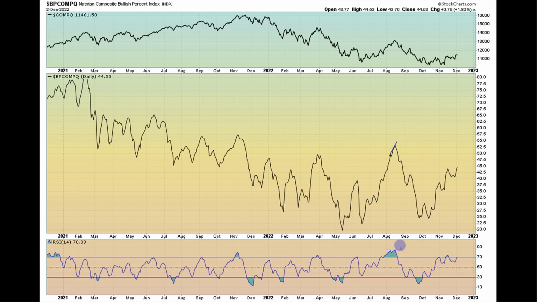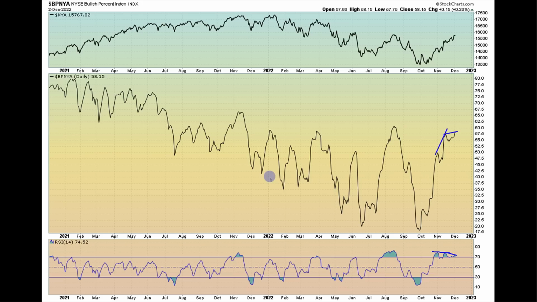So one thing is, when we get some negative divergences, what has happened in the past? Well, the most recent one here was in August. In August, we had the bullish percent index move from a high to a higher high, whereas we had matching highs on the RSI. That marked the top of the August bear market rally, boom, to the downside. Now we're seeing something very similar where we have a high to a higher high, and a high to a lower high on the RSI. So that right there is a negative divergence on the NASDAQ composite, and the NASDAQ composite is a big index.